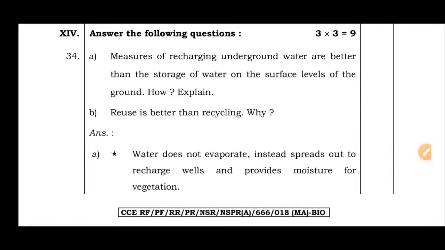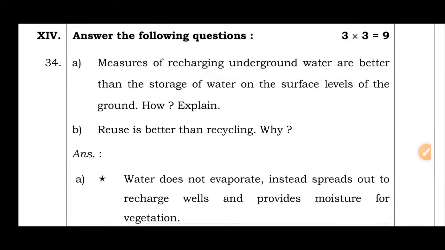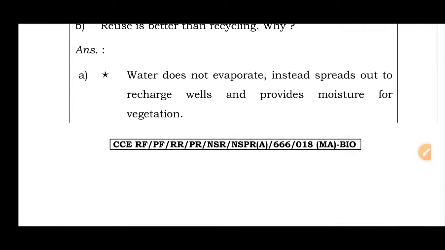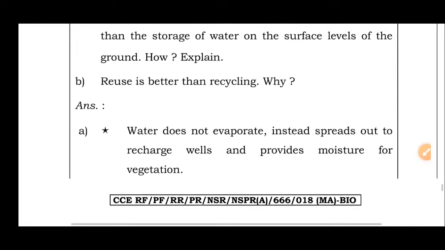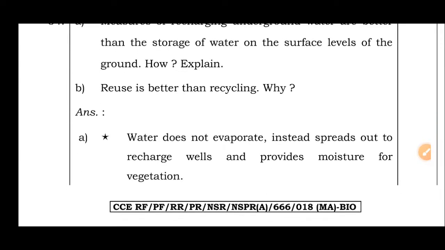Question number 14. Answer the following questions. These are 3 marks questions. Total 3 questions are there, 3 threes are 9 marks. Then see the 34th question, part A. Measures of recharging underground water are better than the storage of water on the surface of the ground. How? Explain. Water does not evaporate when it is underground. Instead it spreads out to recharge wells and provide moisture for vegetation. Then the second question: reuse is better than recycling. Why?